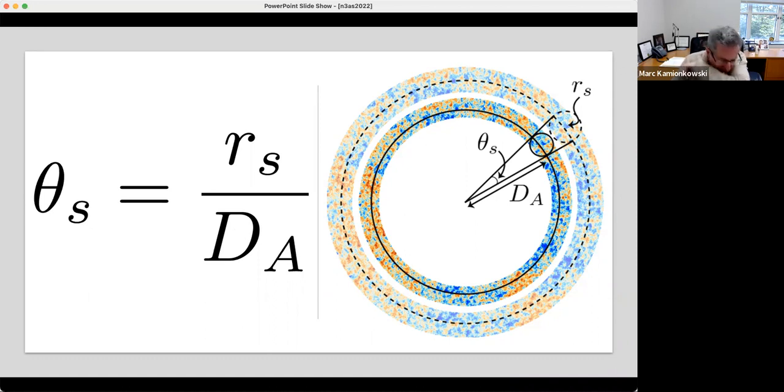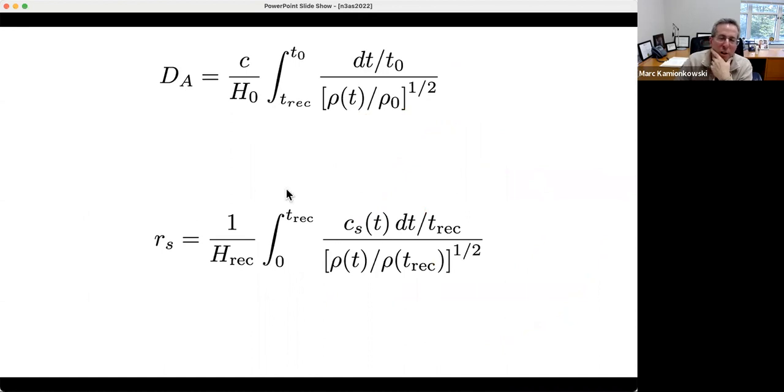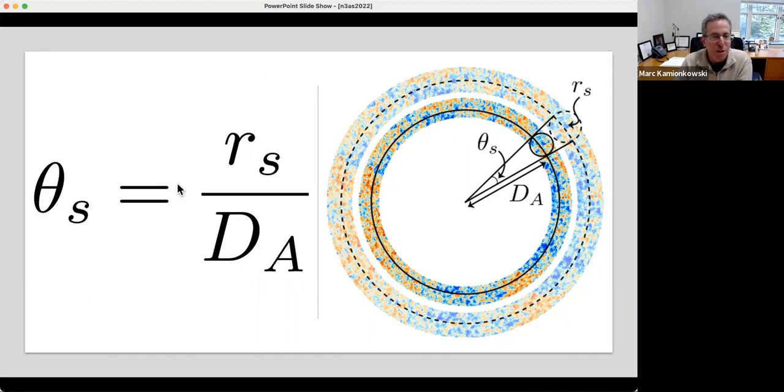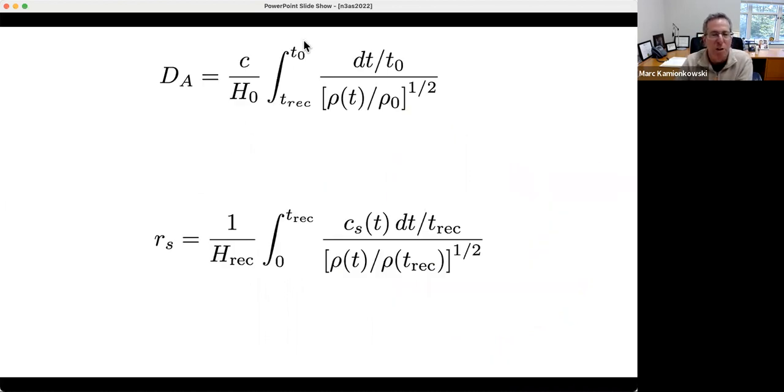So let me just show you a few more equations. This is an easy equation. These are slightly more complicated. The angular diameter distance is an integral over cosmic time, normalized by the age of the universe today, of the density of the universe at time t, normalized by the density of the universe today, to the 1/2 power. And here we're integrating from recombination time until today. And then this is the speed of light, and then this is the Hubble constant.